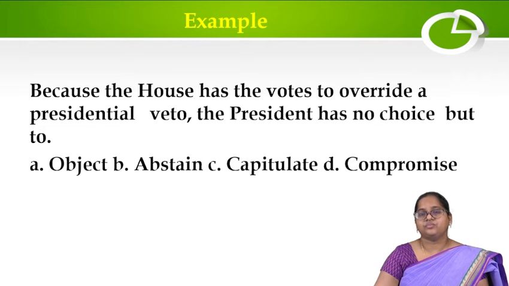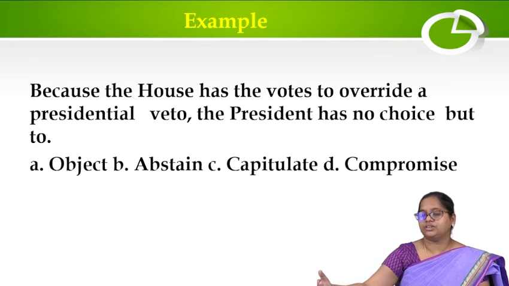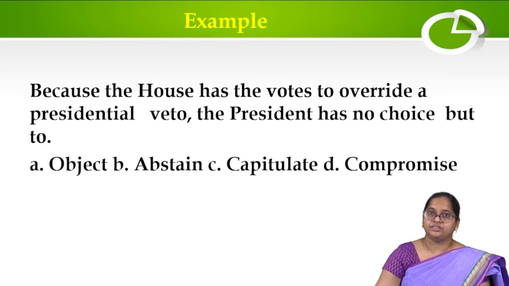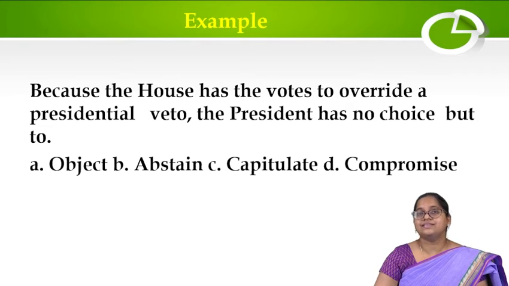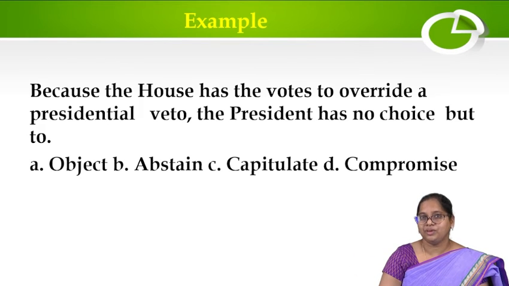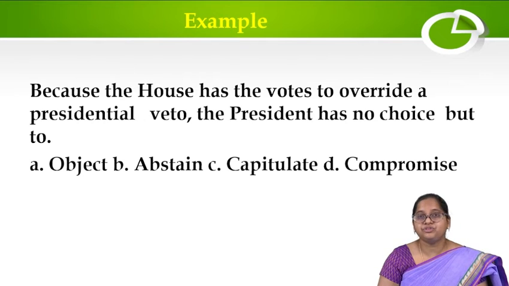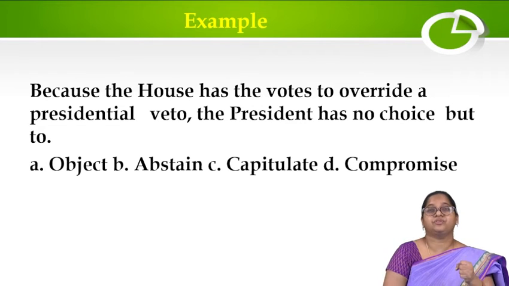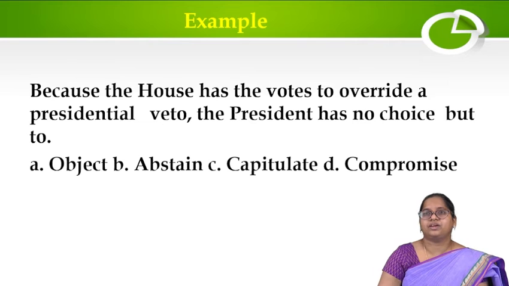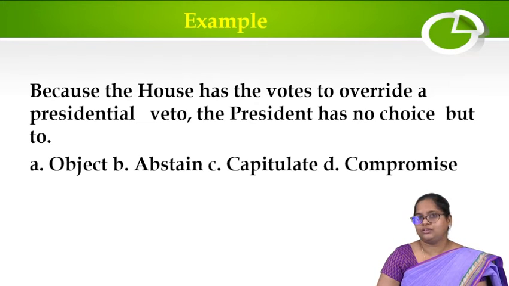Object is what? You do not allow that person to continue, right? You object to someone. B is abstain. That is like separation from; you abstain from, be away from. For example, she has to abstain from illegal, morally debased activities, so she has to be away from that. Capitulate is very much like bondage, being captured. Compromise is when there is no other option, and you just accept and adjust to whatever the thing is.